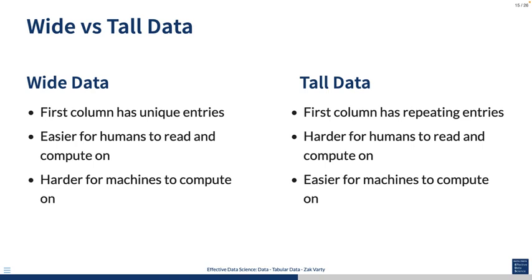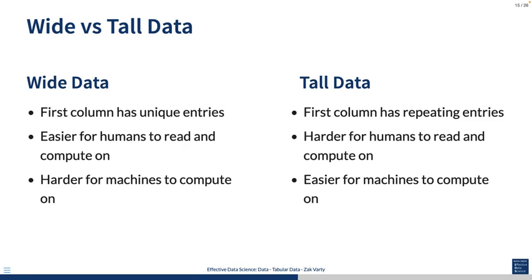Really, this is the difference between wide and tall data. In wide data, the first column has unique entries, and this needn't necessarily be the first column. I'm referring to the column that identifies your measurement unit here, the thing that you're taking measurements of. In tall data, on the other hand, this ID column has repeating entries and unique rows for every observation.